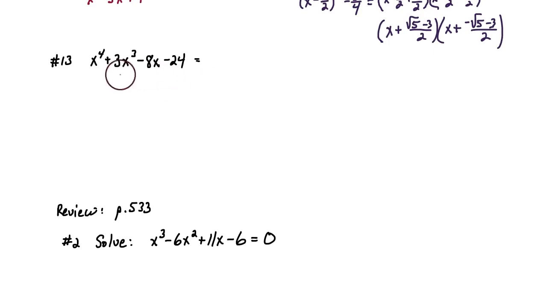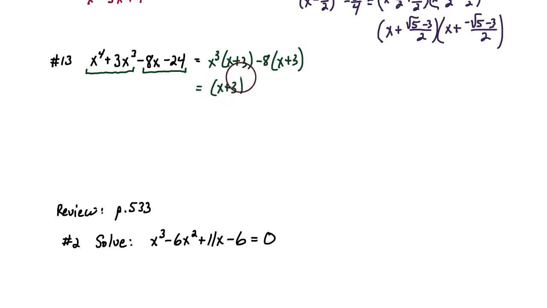Number 13, we're asked to factor completely over the set of real numbers. This one can be factored using the grouping technique, as x cubed times x plus 3, and then minus 8 times x plus 3. So in turn, that is x plus 3 times x cubed minus 8. But the x cubed minus 8 is a difference of cubes, and we had a way to factor that.